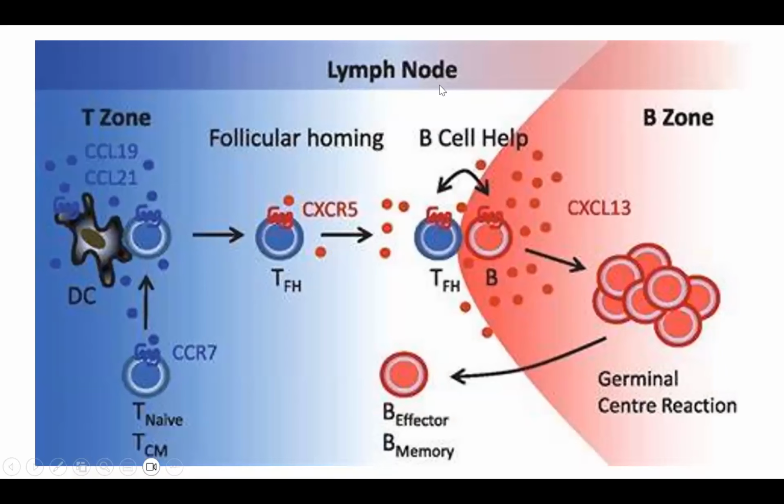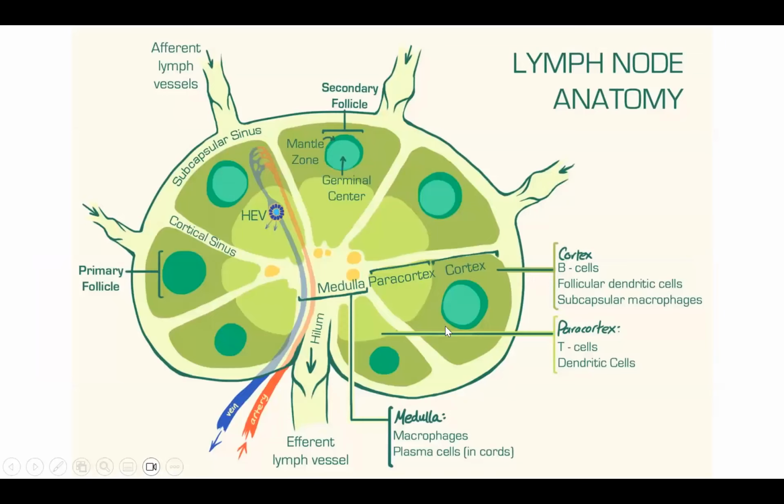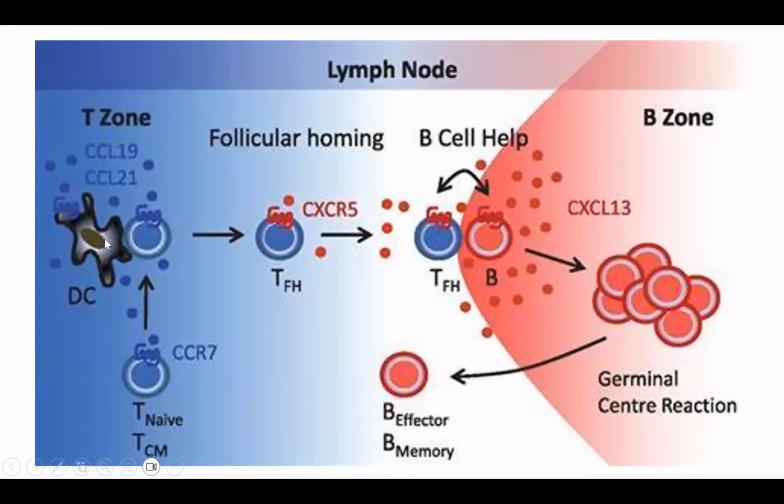Okay, so this is a schematic of a lymph node. Now you have a T zone. Remember, that's the paracortex, right? And you have the B zone, right? And that is the germinal center. Okay, there is this kind of overlap. Remember, there's an overlap between the cortex and the paracortex, right? That helps with communication. That's what we're representing here. It's kind of like the T-B zone, all right?